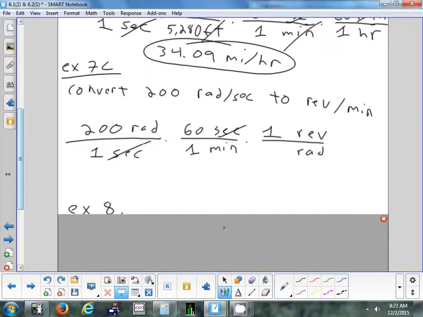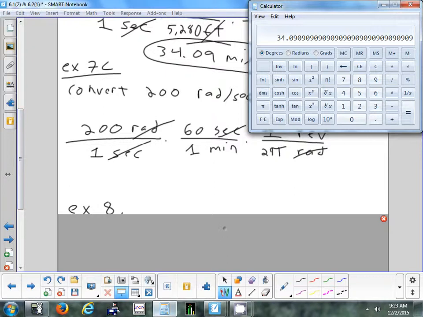6.28, or what is it exactly? But that's correct, 2 pi. Okay, so that's one we need to know. In 1 full circle, 360 degrees, 1 revolution, it's 2 pi radians. Okay, and now just multiply straight across.